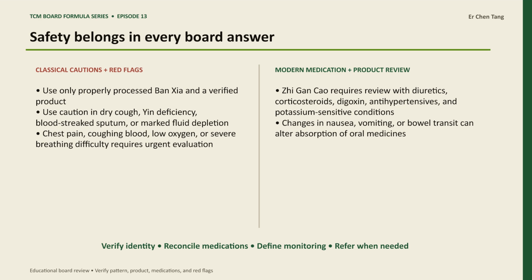Modern medication review includes: Zhi Gan Cao requires review with diuretics, corticosteroids, digoxin, antihypertensives, and potassium-sensitive conditions. Changes in nausea, vomiting, or bowel transit can alter absorption of oral medicines. Use a verified product, document the complete medication and supplement list, set monitoring parameters, and refer when red flags exceed the scope of routine herbal care. Formula names do not guarantee identical composition or concentration across products.